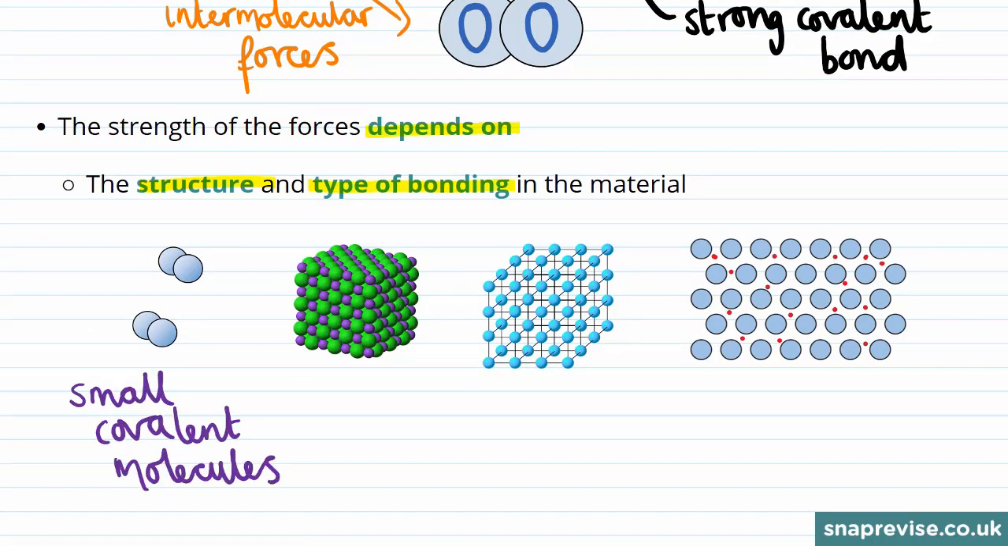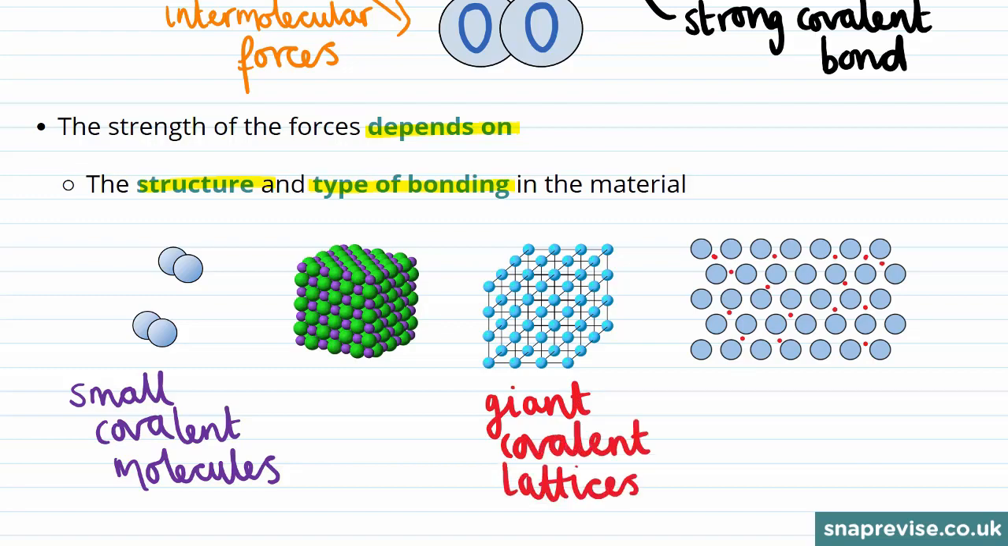Small covalent molecules are small molecules typically containing between 2 and 10 atoms, where the atoms are held together with strong covalent bonds. If you've seen our video on covalent bonding, you'll know that some covalent substances instead exist as giant covalent lattices, which contain a much larger number of atoms.